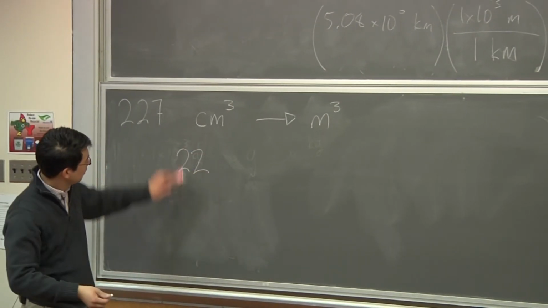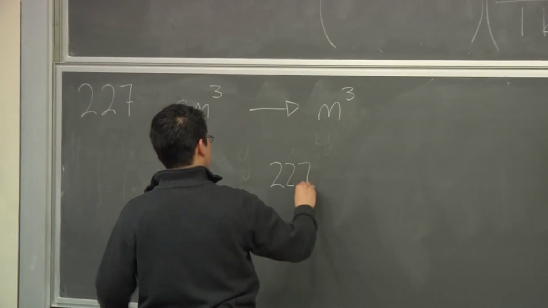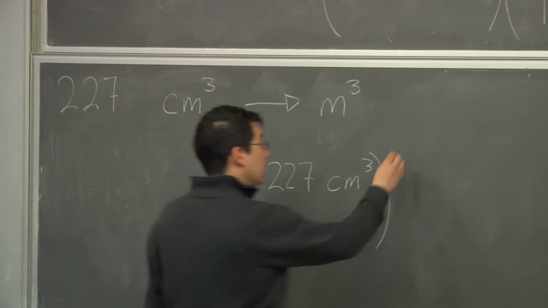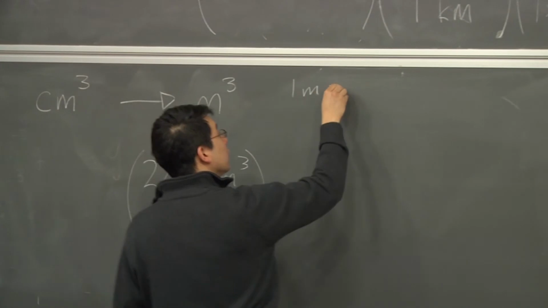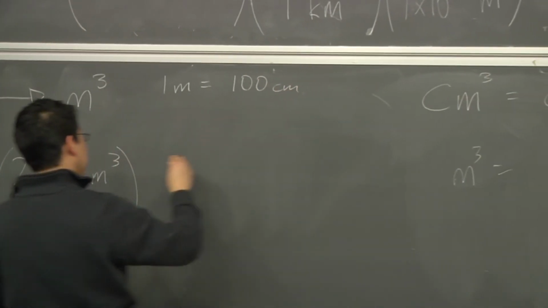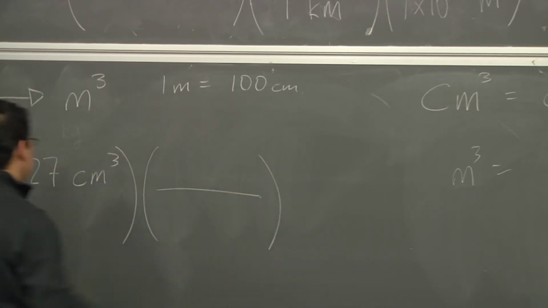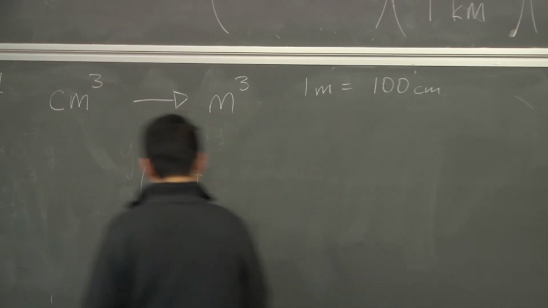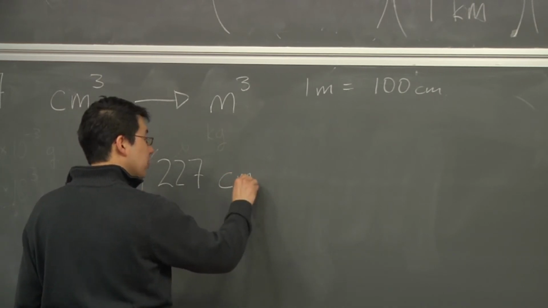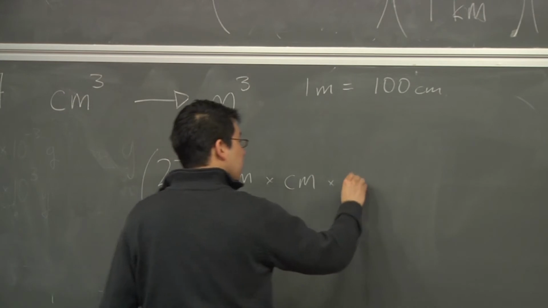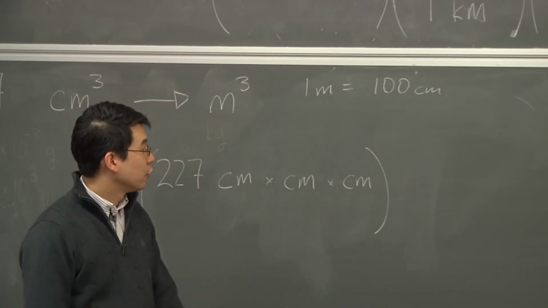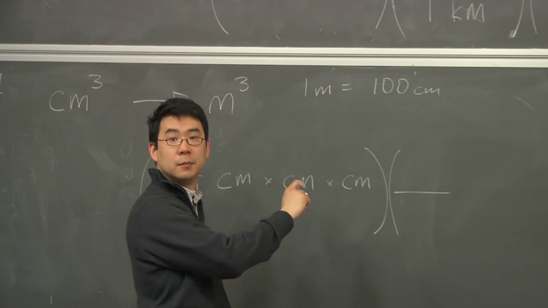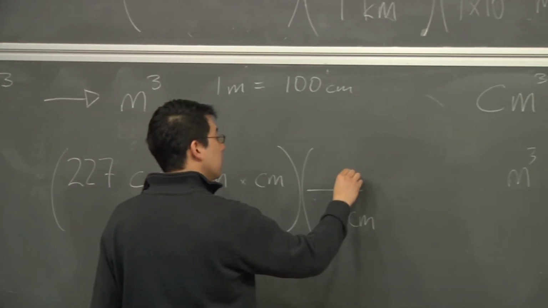227 centimeters cubed. So it's 1 meter equals 100 centimeters. Let's see, we can use that one. I'm going to do this. 227 centimeters cubed is 227 what? Centimeters times centimeters times centimeters. And so in order to convert, what I'm going to need to do is, what's on the bottom? Centimeters. What's on the top? Meters.